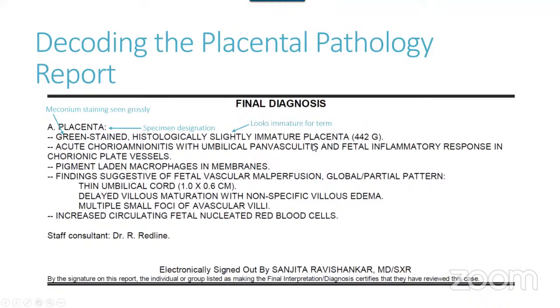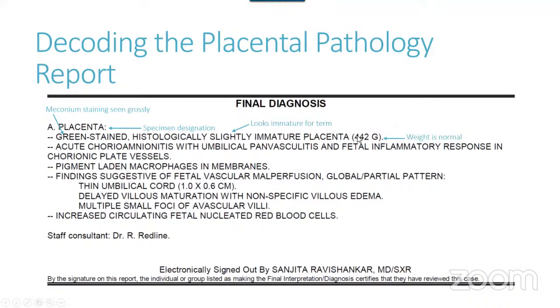When we say histologically slightly immature, we mean that it is a term placenta by dates. However, histologically, it looked less than term or preterm. So slightly immature is what we mean by that, and histologically means it's only on the slides that it looked like that. By dates, it actually is truly a term placenta. This is the equivalent of delayed villous maturation. Similarly, if we had a preterm placenta that looked term, like you might see in MVM, then we would say histologically mature placenta.